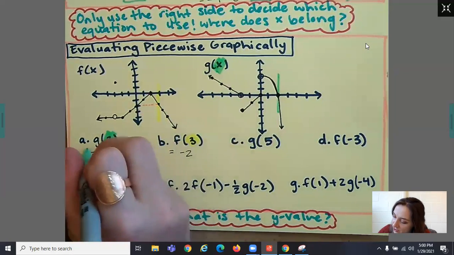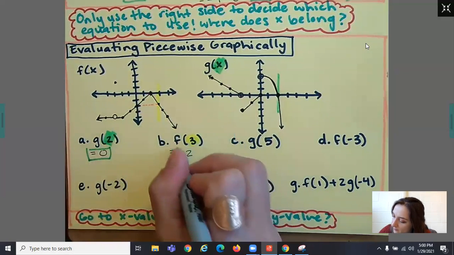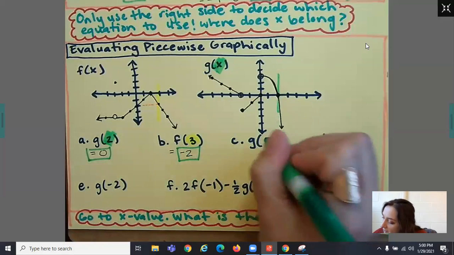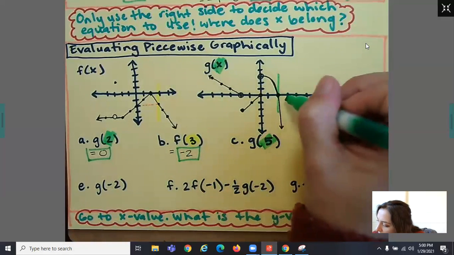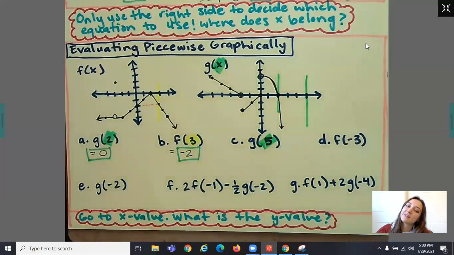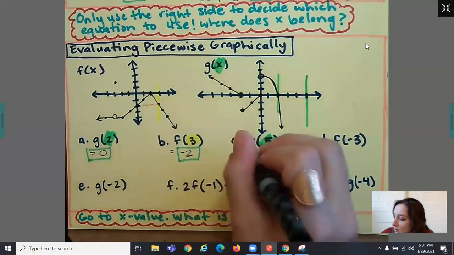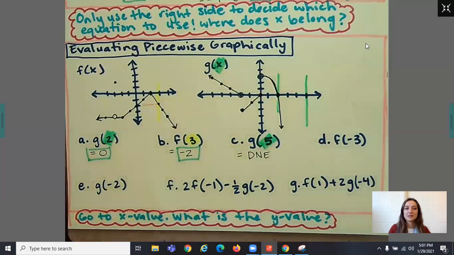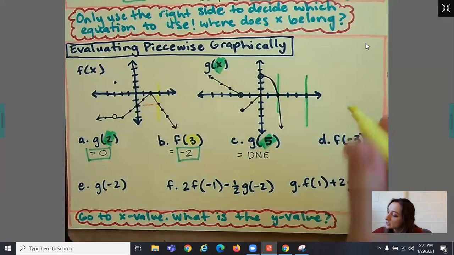Okay, let's look at G of 5. So going to 5 on G, 1, 2, 3, 4, 5. That's weird. I'm not hitting any points. So guess what? This does not exist. So G of 5 is just no solution, does not exist, or whatever you want to write there. Easy enough.